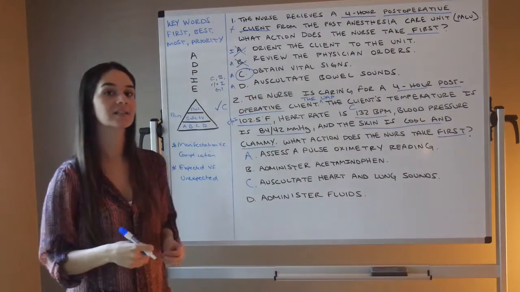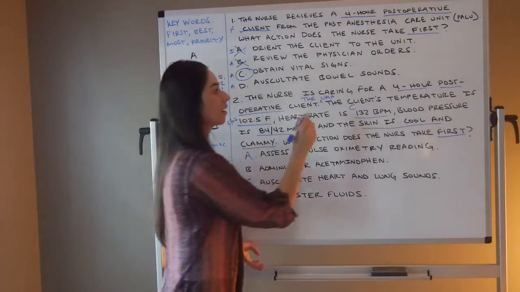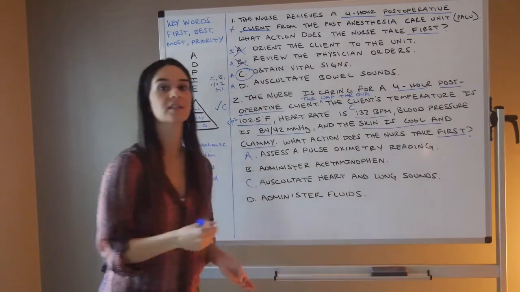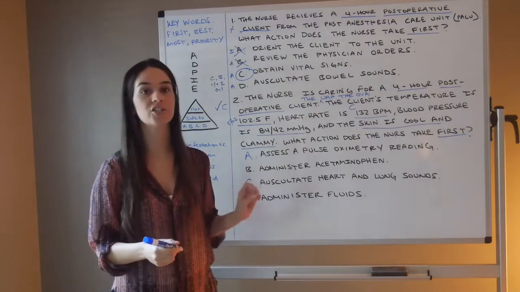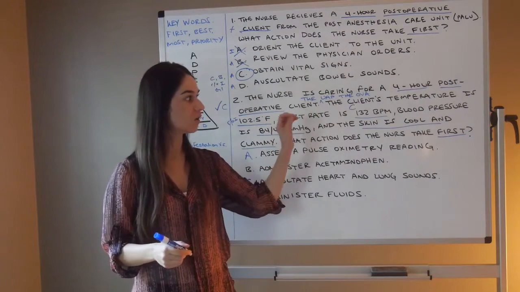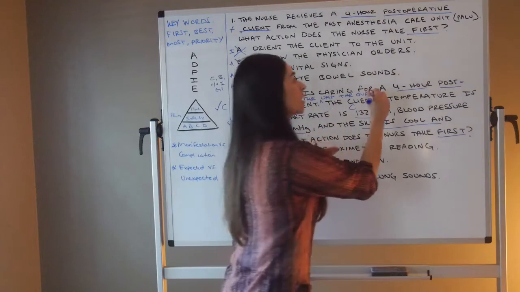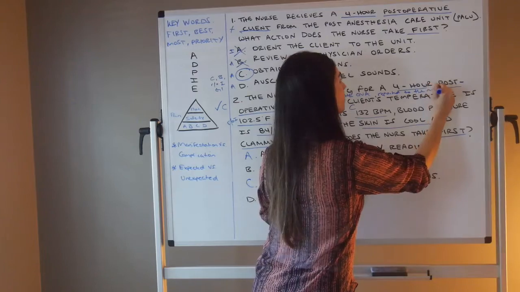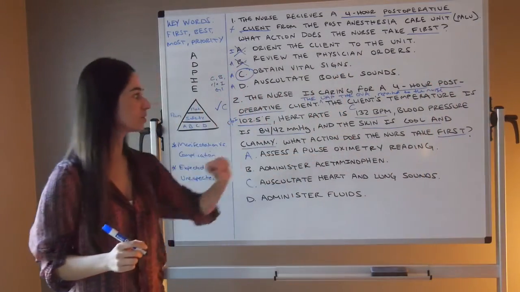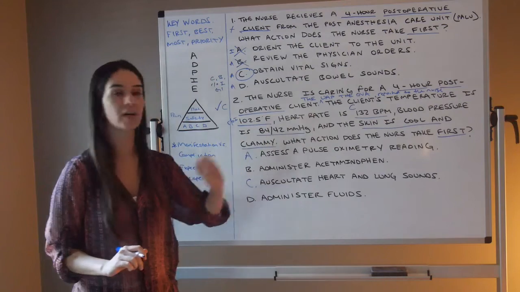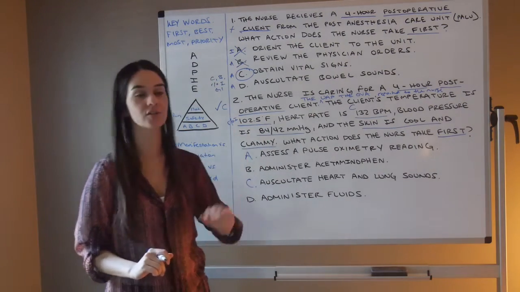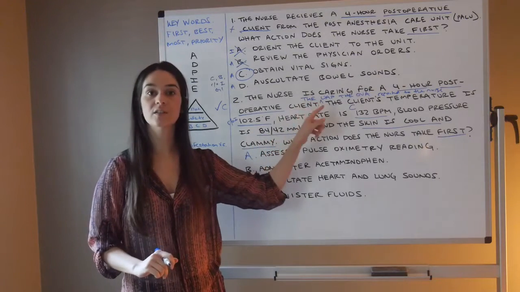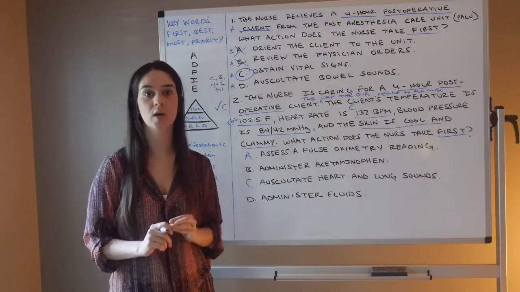UAP stands for Unlicensed Assistive Personnel, or the CNA, your Certified Nursing Assistant. If this question had said the UAP or the CNA reported to the nurse that the client's temperature is 102.5, that the heart rate is 132, that the blood pressure is 84/42, and that their skin is cool and clammy. All I have to do is insert one thing and it completely changes this question.